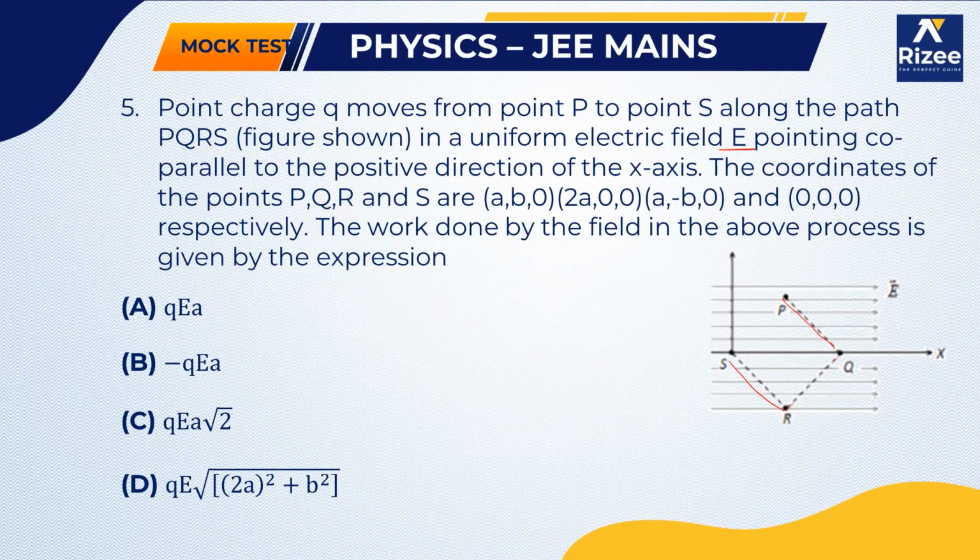It is directed towards the positive X axis, and he has given the coordinates of the points P, Q, R, S. P is located at (a, b, 0), Q is located at (2a, 0, 0), and R is located at (a, -b, 0). Okay, and S is exactly at the origin. So he is asking the work done by the field in the above process. We need to find out how much the work done is going to be.